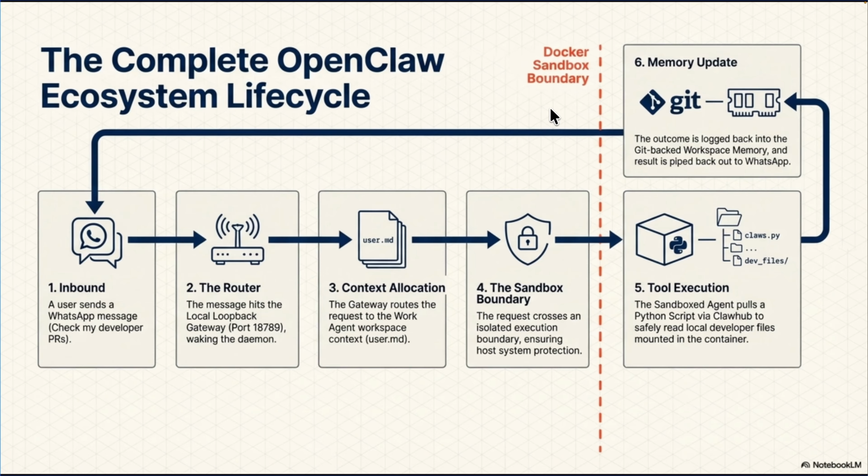You have tool execution: the sandboxed agent pulls a Python script via ClawHub to safely read local developer files mounted in the system. Then you have the memory update: the outcome is logged back into the Git-backed workspace memory, and the result is piped back out to WhatsApp.